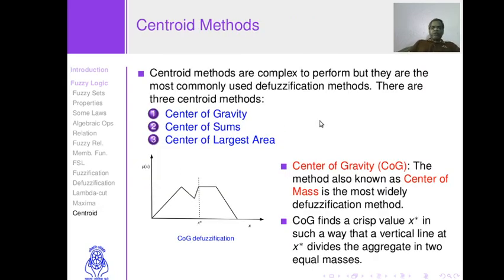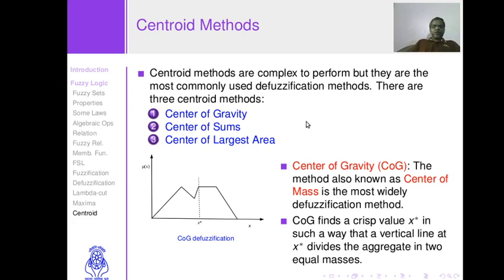So other methods in this category are centroid methods. These are the most commonly used methods but a little complex to perform. On the other hand, their performance is better than other methods. So usually we use centroid methods for performing defuzzification. There are three types of centroid methods: center of gravity, center of sums, and center of largest area. So let us discuss how the center of gravity method works.